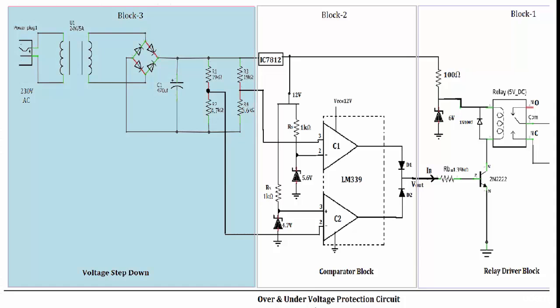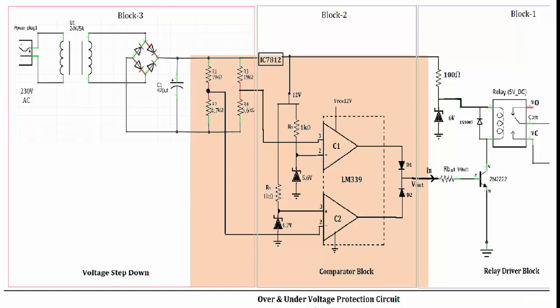In the step down block, we step down the high input voltage to a small value so that we can provide the required amount of voltage to other blocks. We also convert the voltages to a value that is suitable for comparison with some reference value provided by the Zener diode in the comparison block.